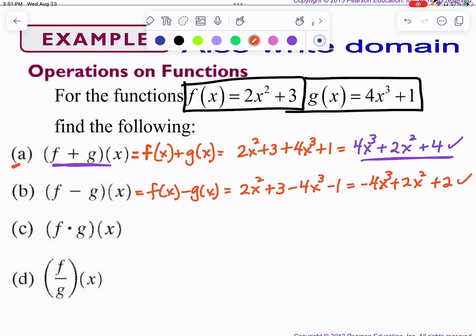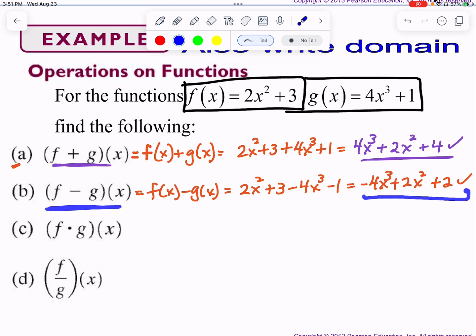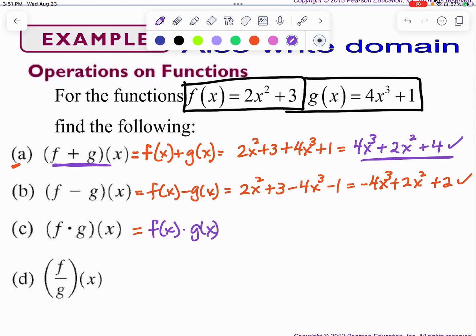One more time, the idea is that when I added these two functions and subtracted these two functions, I got a brand new function which represents the difference of those two functions in that order. Okay, moving on to multiplication. So f of x times g of x. Since these two functions given to me are polynomial functions, all this addition and subtraction is super easy.